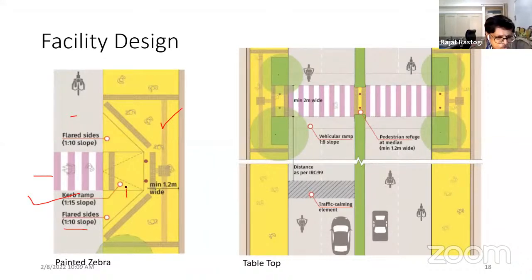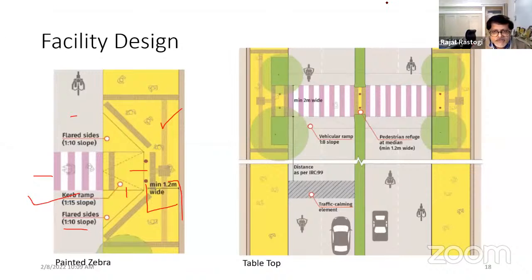So that means the slope in this direction and the slope in this direction are the two things which we are talking about. And then at the back of it, a minimum 1.2 meter wide space is being left, which again remains the same as it was. Though this is an absolute minimum, desirably it should have been 1.5 meter, which is missing here.